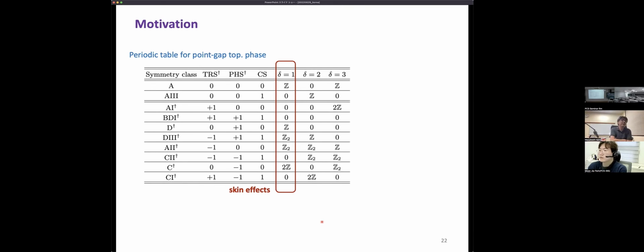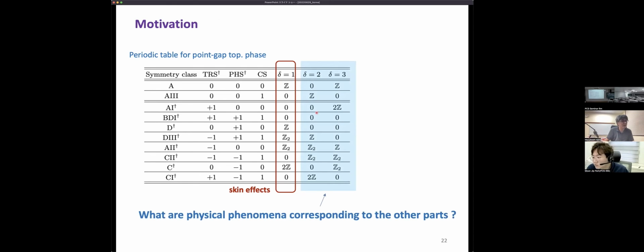So my motivation is very simple. Here I show again the periodic table for point gap topological phases. As I mentioned before, this part corresponds to the skin effect. However, we also have the other part. So the natural question is, what are the physical phenomena corresponding to the other part?